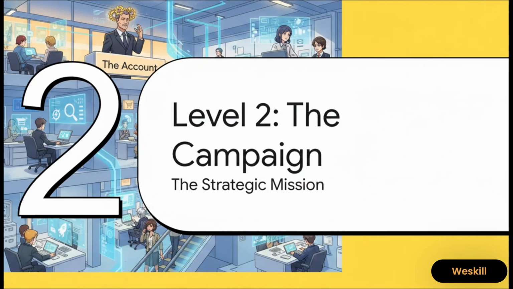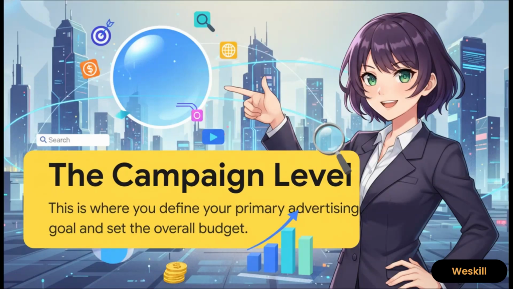All right, moving one level down, we get to the campaign. So if the account is the CEO, think of your campaigns as the different departments in your company. Each one has its own specific strategic mission. See, every single campaign has to have one and only one primary goal. This is where you spell out for Google exactly what you're trying to achieve. It's the why behind all your ads.